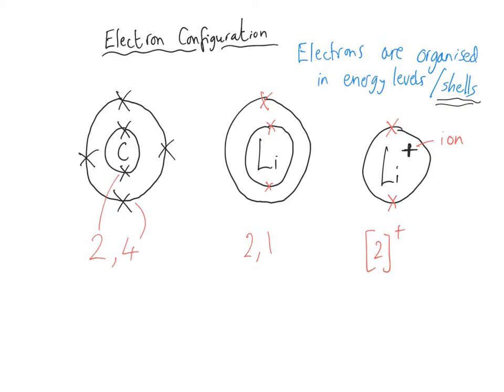Now this idea has evolved into a more sophisticated model, mostly because we discovered that electrons in a particular energy level are actually not all the same. Now at GCSE level you're keeping the model simple, so this is what we've considered so far, but what we're going to move on to now is looking at the slightly more complicated model.